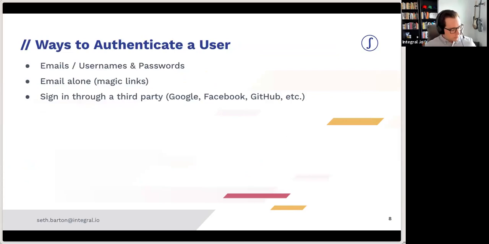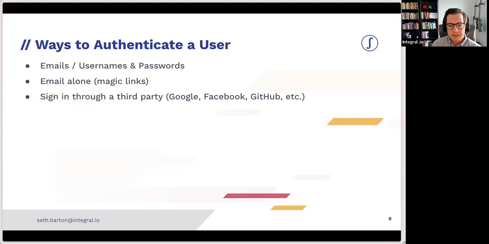When you use those tools, you might be presented with some options for different ways that you want users to be able to authenticate with your application. The most common way, and the way we're going to discuss today, is using emails or usernames and passwords. An up and coming way of authenticating people is with email alone, or a link alone. You click a link, sometimes they send you a code, you have to enter the code, and that's how you authenticate people. And another very common way is signing in through a third party like Google or Facebook, or if you're a developer, a lot of developers like to use GitHub.